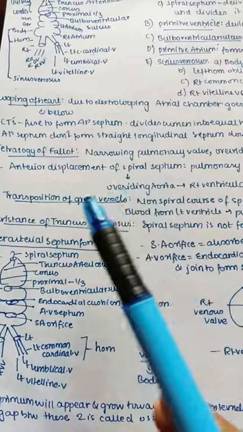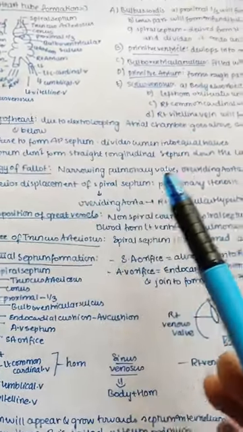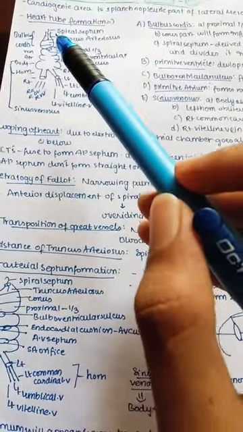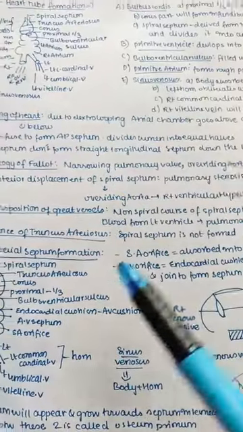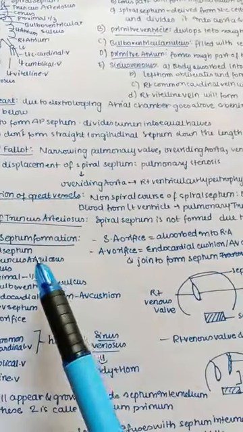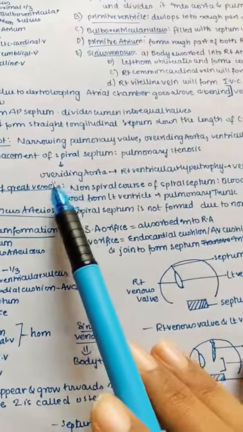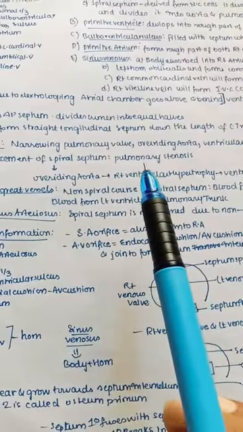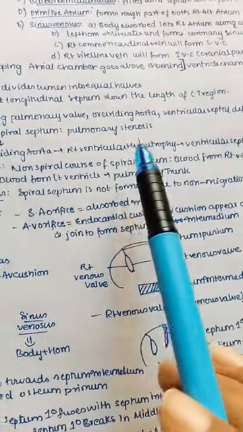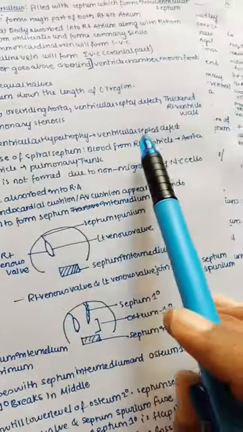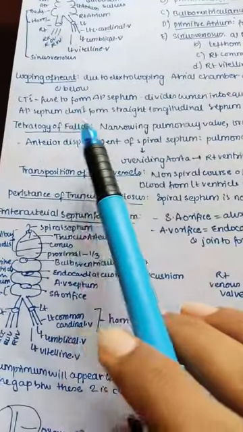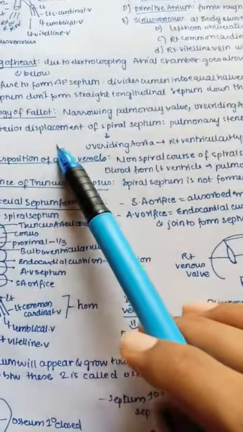So this is caused mainly due to anterior displacement of the spiral septum. We have seen the spiral septum, right? If this spiral septum is displaced anteriorly, then this tetralogy of Fallot is formed. Mainly it causes a pulmonary stenosis. So here the other anomalies related with this are overriding aorta, right ventricular hypertrophy, ventricular septal defect. So this tetralogy of Fallot can be dealt in very detail in our pathology.